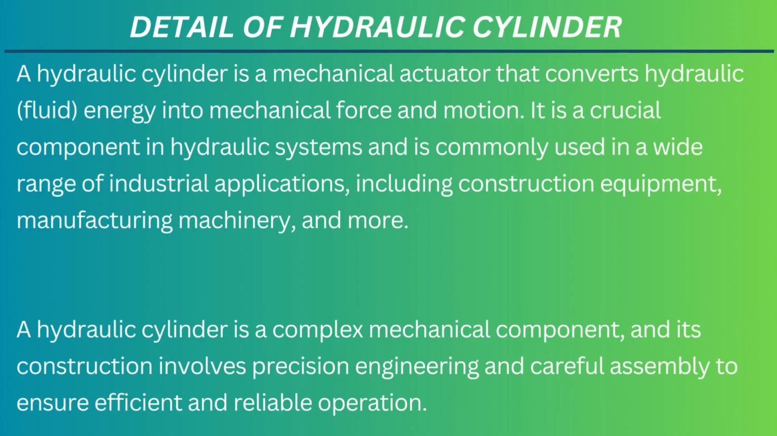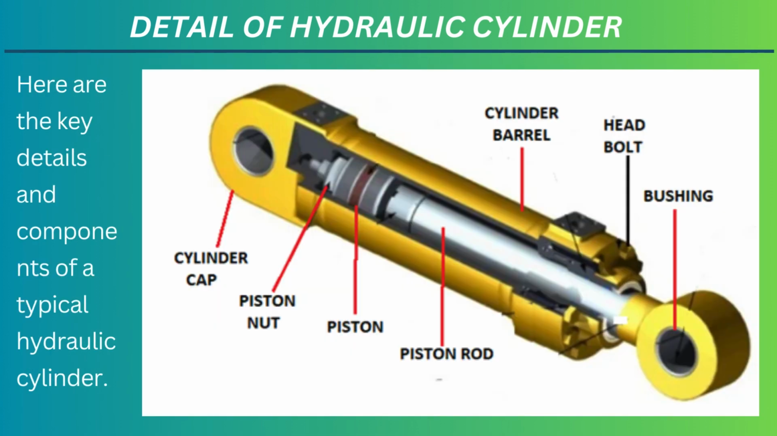A. Detail of hydraulic cylinder. A hydraulic cylinder is a mechanical actuator that converts hydraulic fluid energy into mechanical force and motion. It is a crucial component in hydraulic systems and is commonly used in a wide range of industrial applications, including construction equipment, manufacturing machinery, and more. A hydraulic cylinder is a complex mechanical component, and its construction involves precision engineering and careful assembly to ensure efficient and reliable operation. Here are the key details and components of a typical hydraulic cylinder.